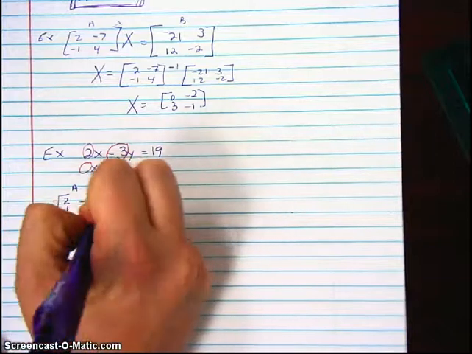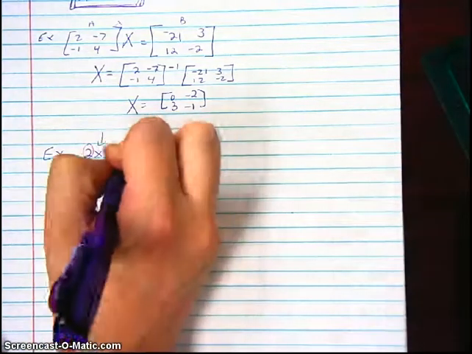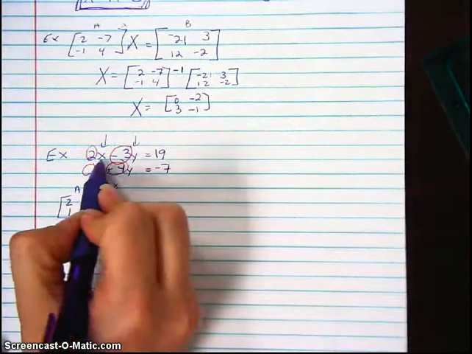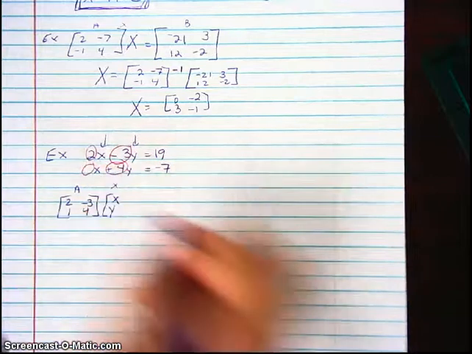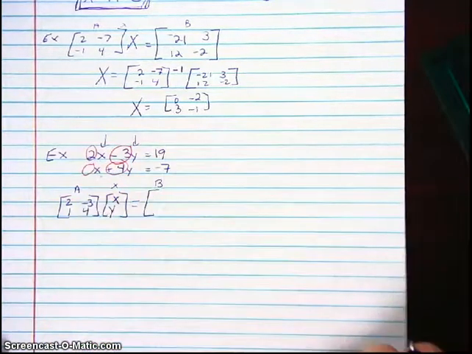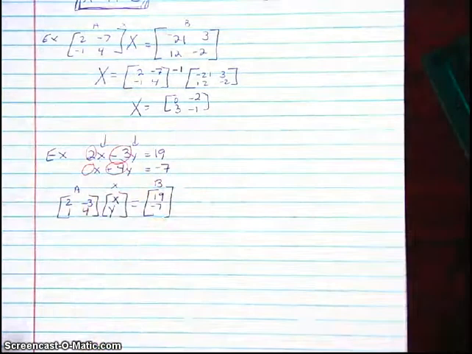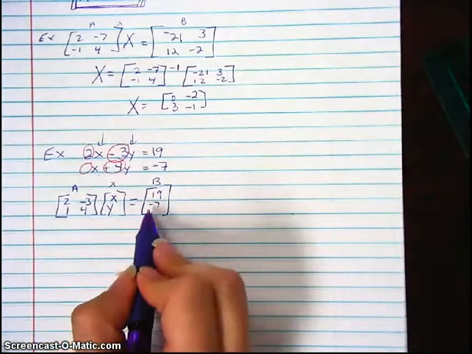4. My X matrix is my variables. Well, if you notice, my variables are X and Y. So we're going to write them in vertical order. So since X comes first, it's going to come on top. Y comes second, it goes on the bottom. X, Y equals my answer matrix, which will be matrix B. So my answers, 19 and -7, will be my matrix B. So here's my A matrix times my X matrix equals my B matrix.